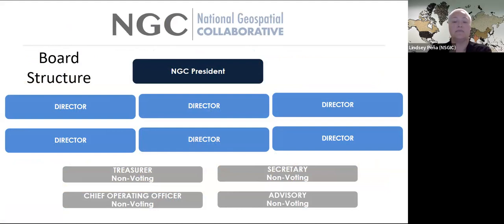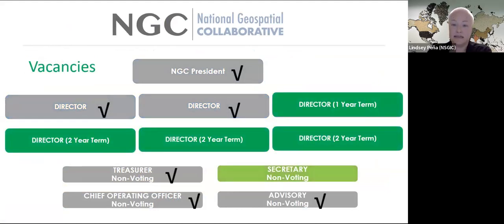So this slide just gives you a full picture of what the NGC board will look like when we have our full board. And then currently, these are our vacancies. Anything that is in gray and has the check are people that are already in place. Anything that is in green is highlighted as what we are currently seeking. So we are seeking one director to do a one-year term.